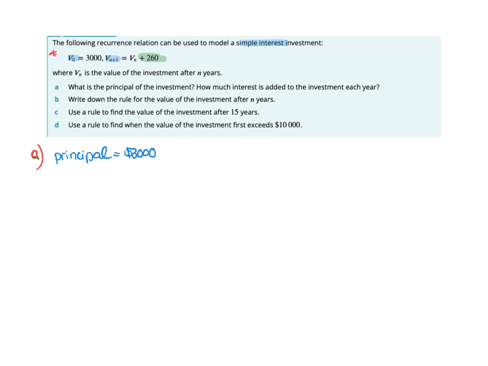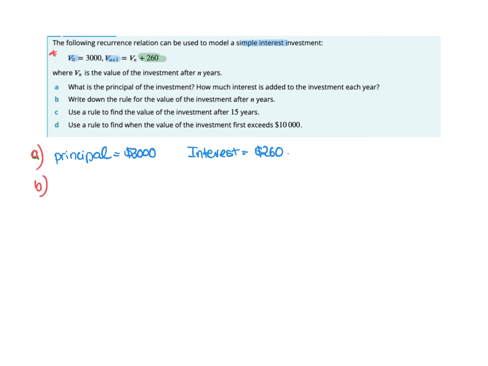And how much is added every year? Well, how much interest is added every year? So what's the interest added every year, looking up at that formula? 260. Good. So it's seeing if we can understand what that formula is telling us.